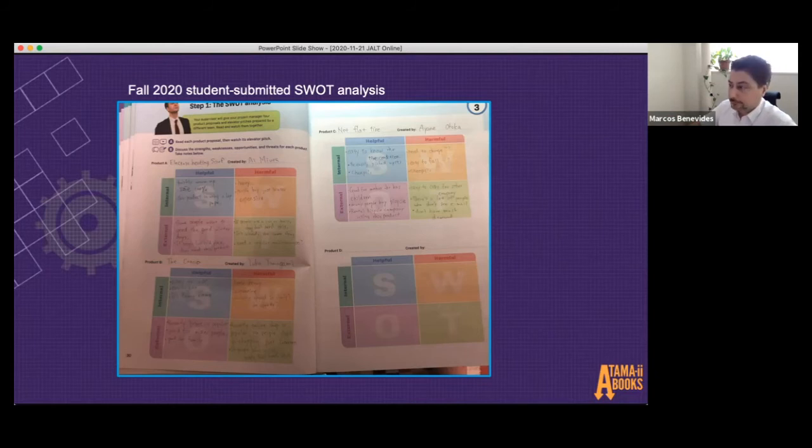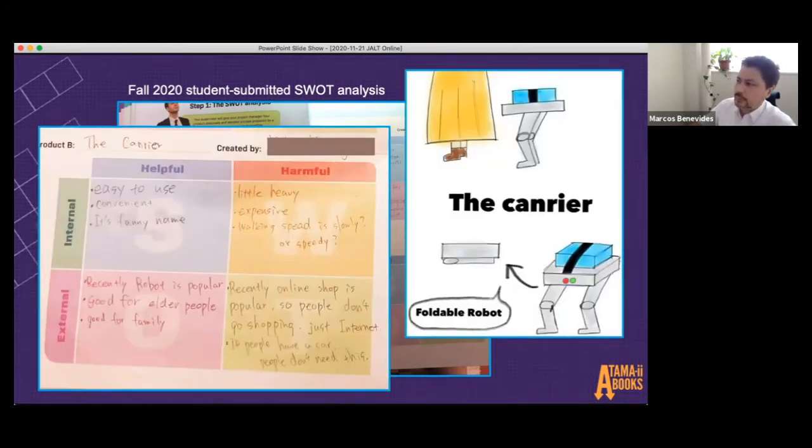So just to zoom in a little bit, this is one of the products that they're looking at, and you can see the comments that they're making are pretty good in terms of critical thinking, being creative, coming up with creative solutions and creative understanding of the problem. These guys are doing a pretty good job. The product is called the Can-Rear, which is basically robot legs that walk with you as you go shopping, right?